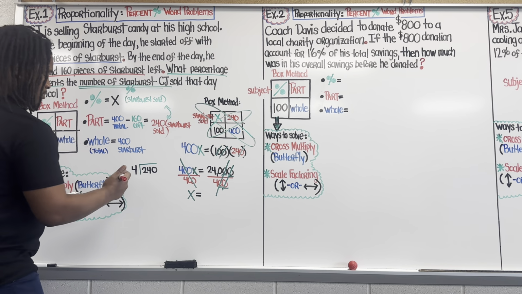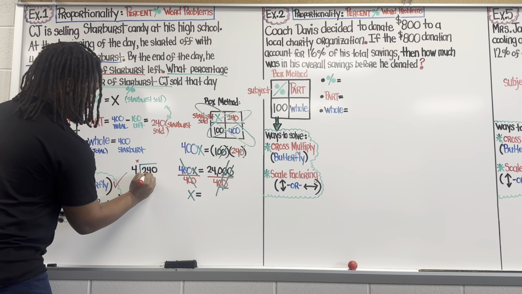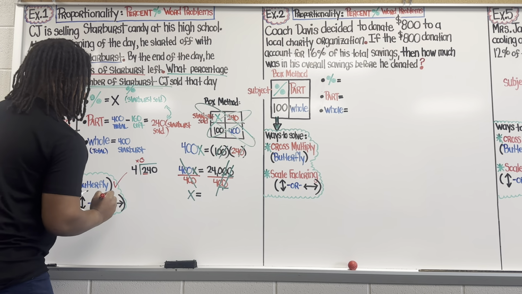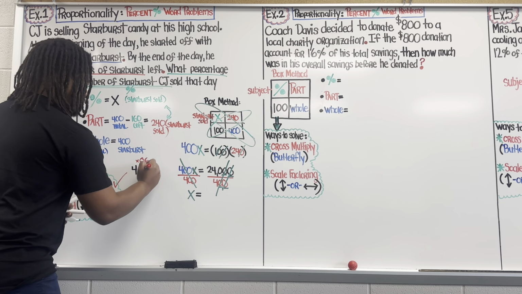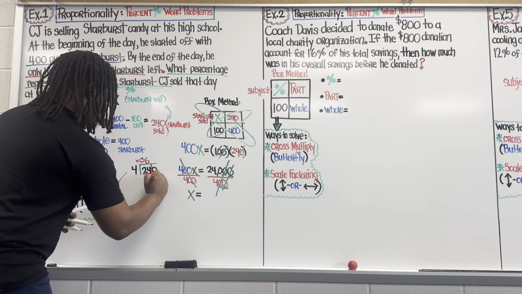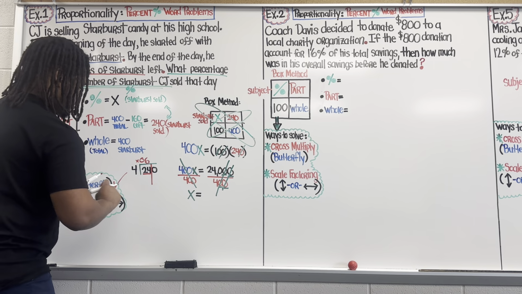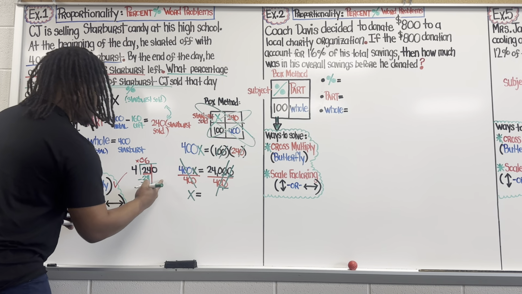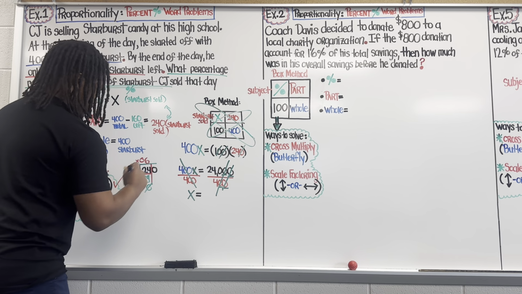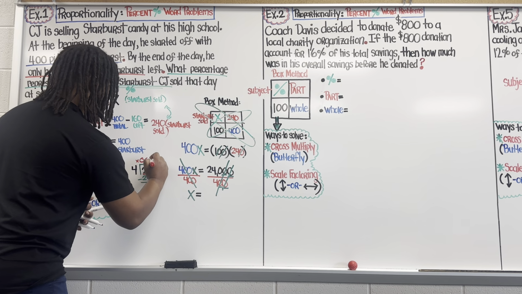Okay. 4 cannot go into 2. It goes in there 0 times, but it can go into 24 6 times. Okay, and then 4 times 6 is 24, and 24 minus 24 is 0. And then all I need to do is just bring up the other 0, right? Just bring this 0 up.